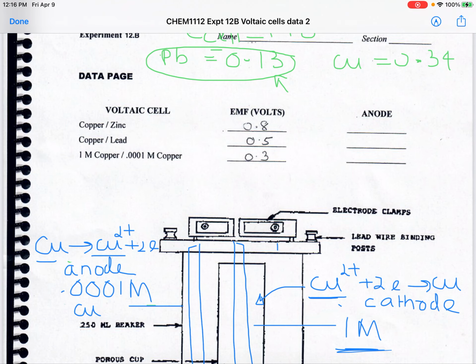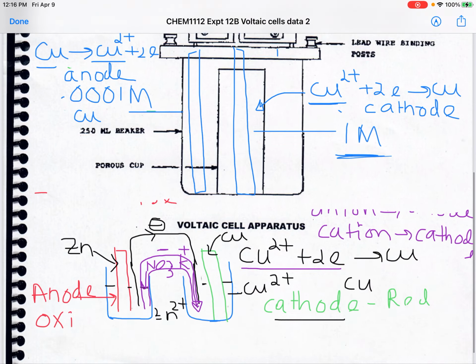Which one is the anode? So between copper and zinc, your anode is going to be zinc. Between lead and copper also, your anode is going to be lead, because it has a more negative electrode potential. Between 1 molar copper and 0.001 molar copper, your anode is going to be the lower concentrated one, which is the 0.001 molar copper solution. Okay, so that's what you need to answer for this experiment.